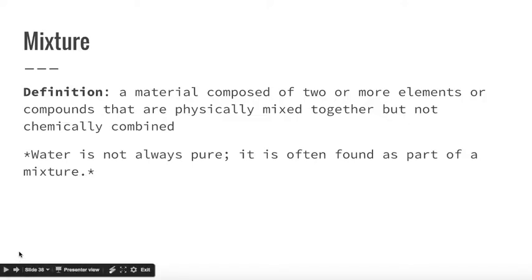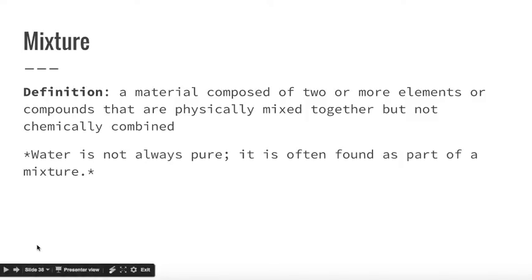So a mixture is a material that's composed of two or more elements or compounds that are physically mixed together but not chemically combined. So it's not like a molecule of salt that is chemically combined using an ionic bond. NaCl is an ionic bond. These are combinations where they're mixed and they may be dissolved, but they're not totally one brand new molecule.